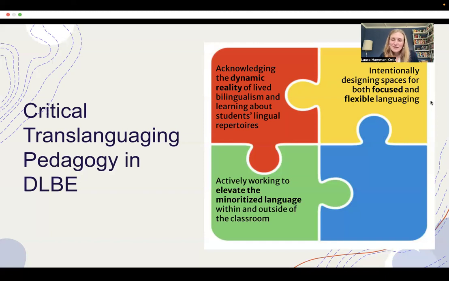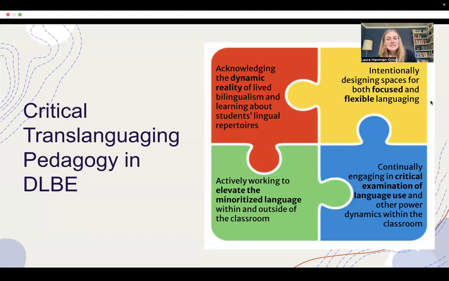So there's lots of ways to do this. As I was providing some examples, thinking about when you walk around the school building, where do you see English and where do you see Spanish or Portuguese or whatever the partner language is? And how can you ensure that in the way that you are using the languages and even physically positioning the languages, that you're elevating the minoritized language?